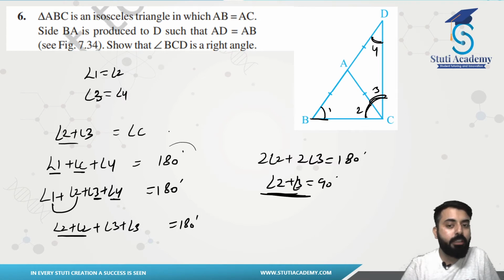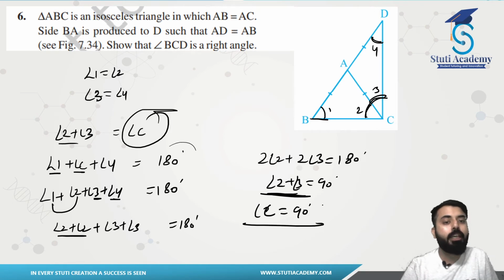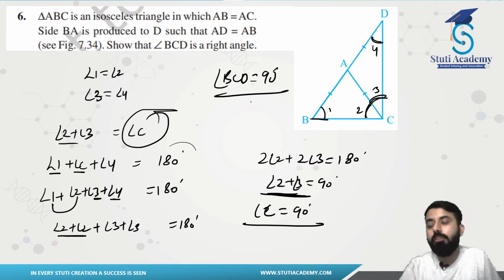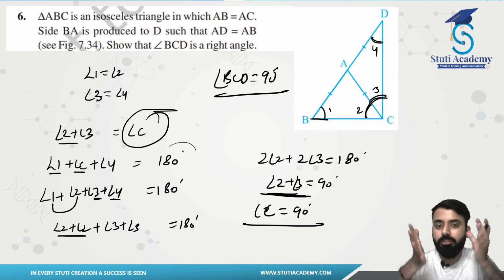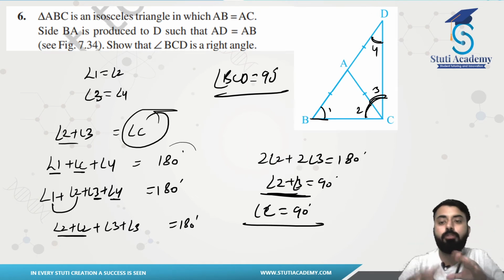And angle 2 plus angle 3 was angle C. So angle C is 90. And you can say angle BCD is 90 degrees. So this is how you are going to prove this one. I hope you guys understand this. If you want me to repeat this again, I'm going to do the solution again with the whole method. So this was what we had to do in this.